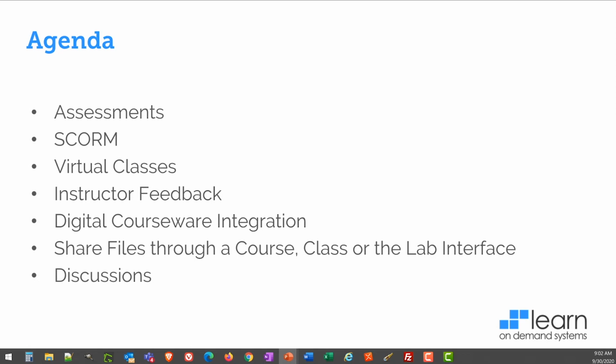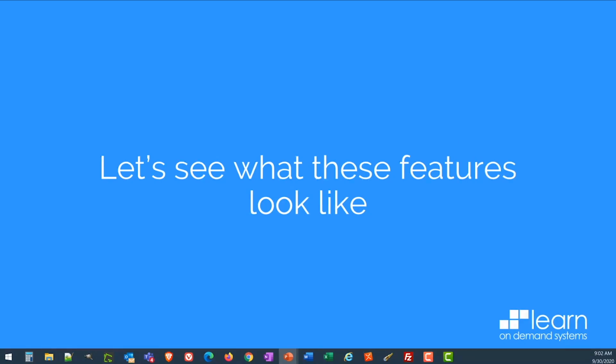So we're going to be talking about assessments and surveys. I don't know where surveys went. That's very strange. And SCORM, we're going to be discussing very shortly virtual classes. We'll talk about instructor feedback, what it is, how it can be used, digital courseware integration with SkillPipe, and then how to share your files through a course, through a class, and in the lab interface. And then we're going to go briefly over what discussions are and how they can be used. So let's go in and take a look at everything.